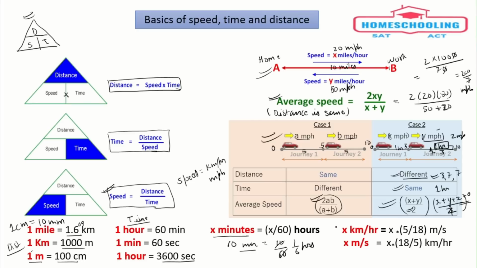One more thing that you have to remember here is, till now they haven't asked questions on converting kilometer per hour into meter per second, or meter per second into kilometer per hour. But remember that to convert kilometer per hour into meter per second, you have to multiply it by 5 divided by 18. And to convert meter per second to kilometer per hour, you have to multiply by 18 divided by 5. So you have to remember this.